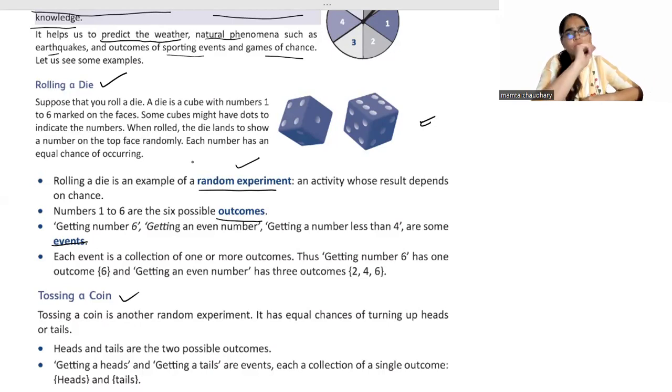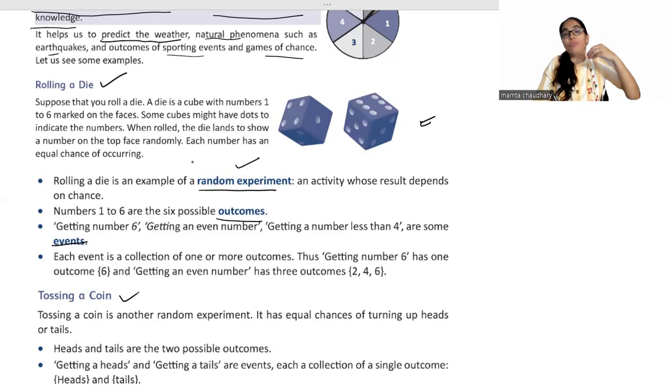But if I say, okay, tomorrow morning the sun will rise, this is not a random experiment. Why? Because it's 100% sure that tomorrow morning the sun will rise. So it is not a random experiment. Random experiment means whose result depends on chance. It means we cannot define the result, what will come, with certainty. Now, outcomes.